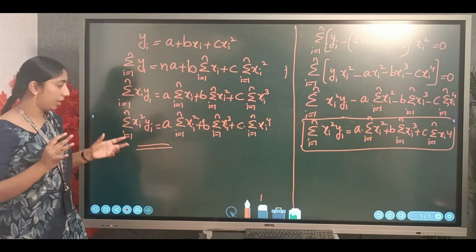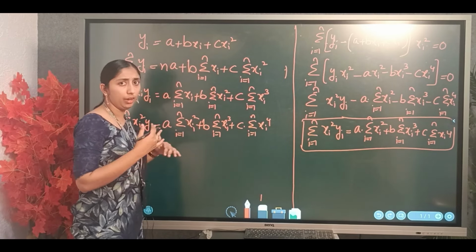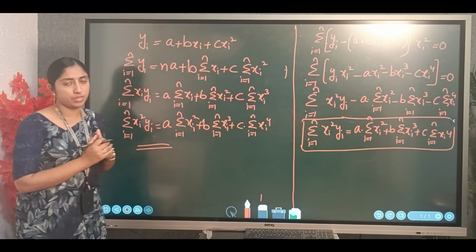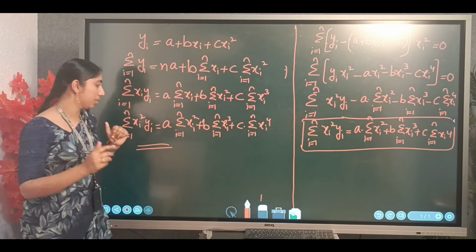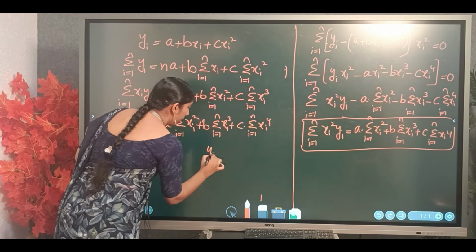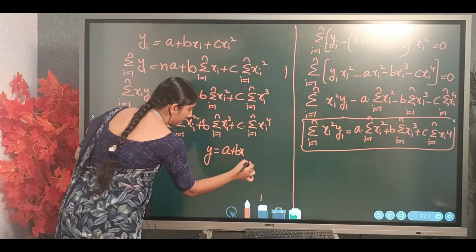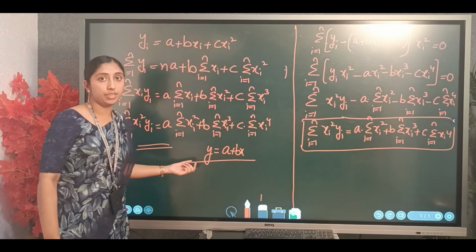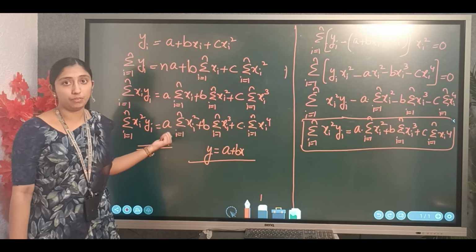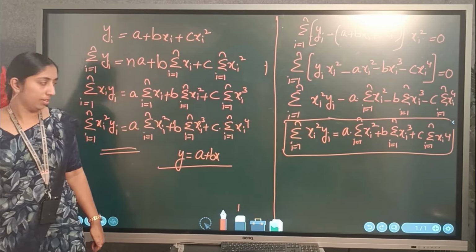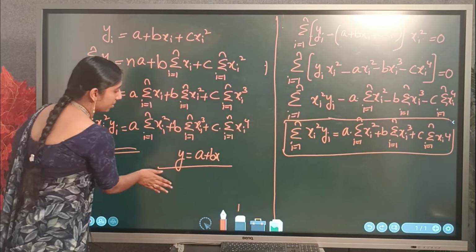And now what is your assignment is, I have found the normal equations for a parabola, and you have to find the normal equations for a straight line. Clear? I have already written here y is equal to a plus bx, which is the form of a straight line. Okay, here is your assignment.